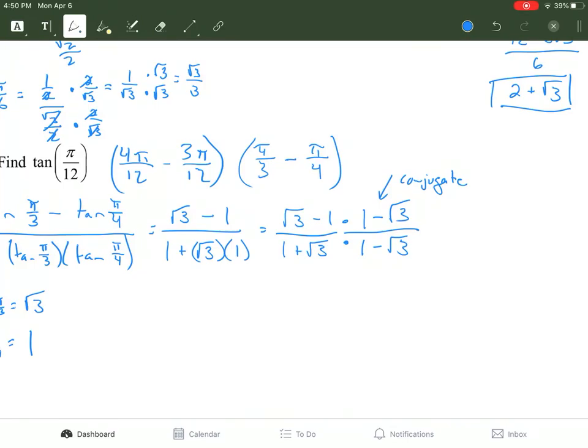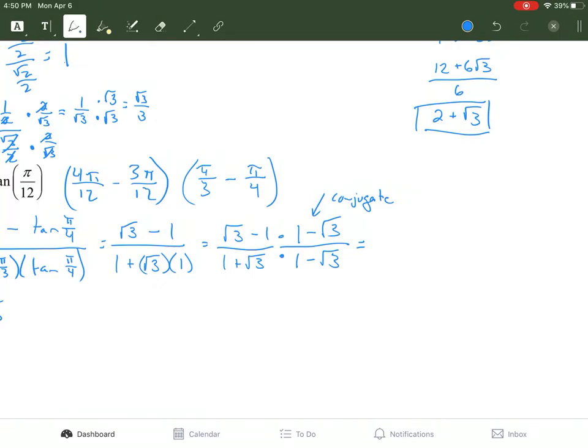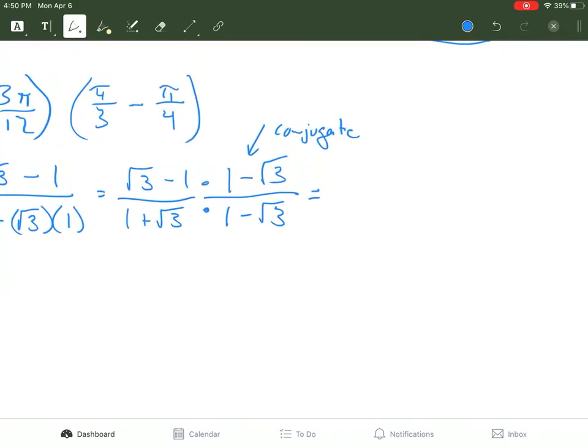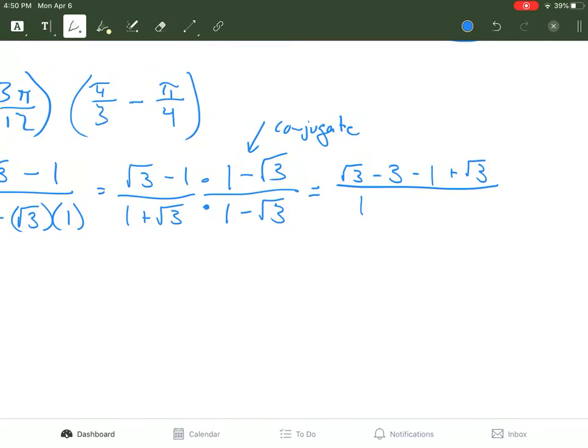All right, so now if we multiply everything out, we have the square root of 3 times 1 is the square root of 3. Square root of 3 times negative root 3 is negative root 9, which gives you negative 3. Negative 1 times 1 is negative 1. And negative 1 times negative square root of 3 is positive square root of 3. On the bottom, 1 times 1 is 1. 1 times negative root 3 is negative root 3. Root 3 times 1 is positive root 3. And root 3 times negative root 3 is negative root 9, which is negative 3.